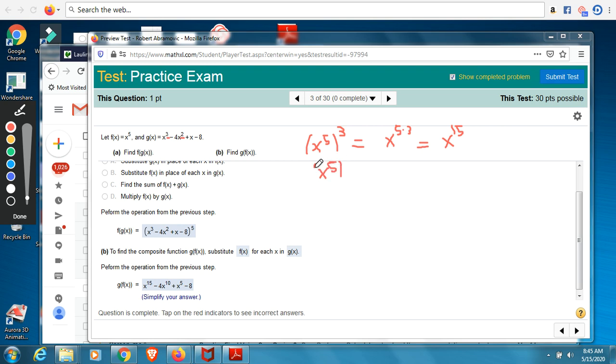Likewise, x to the fifth squared is the same as x to the 5 times 2. So what is that? That's the same as x to the 10th. So therefore, g of f of x is x to the 15th minus 4x to the 10th plus x to the 5th minus 8.